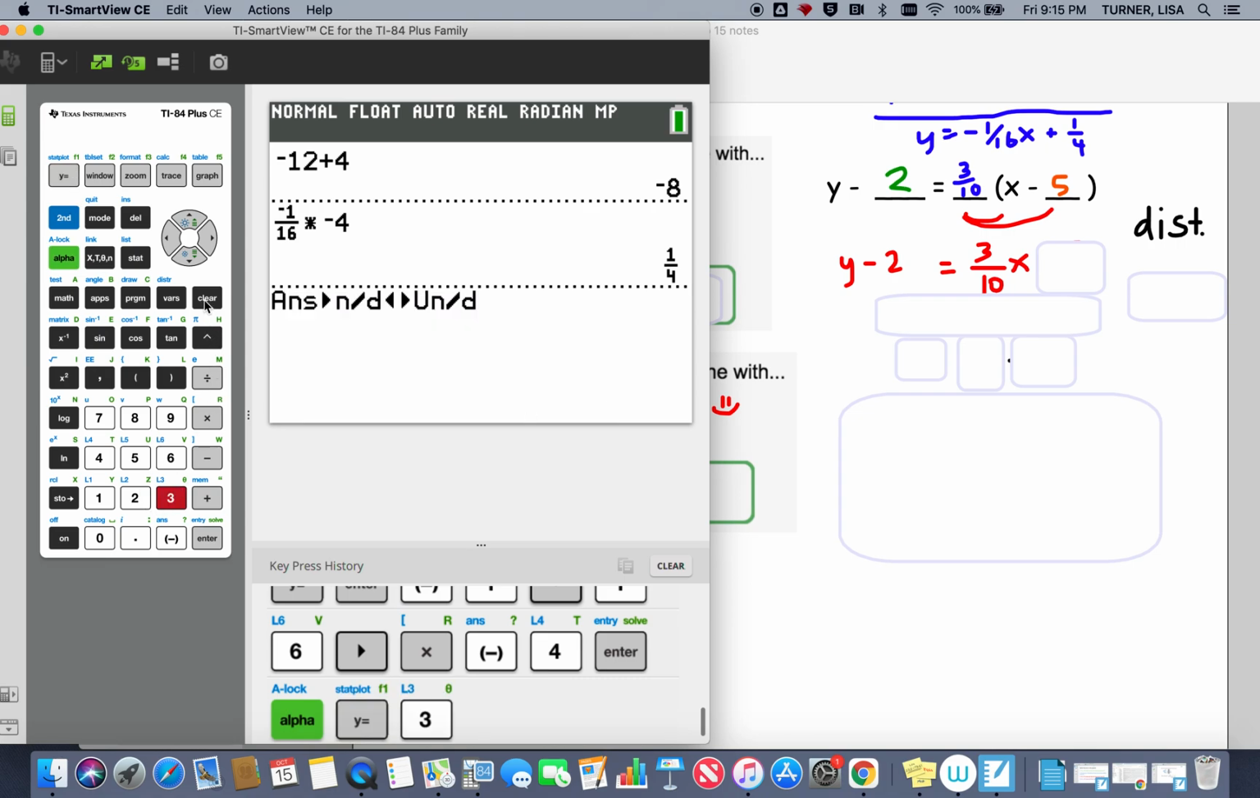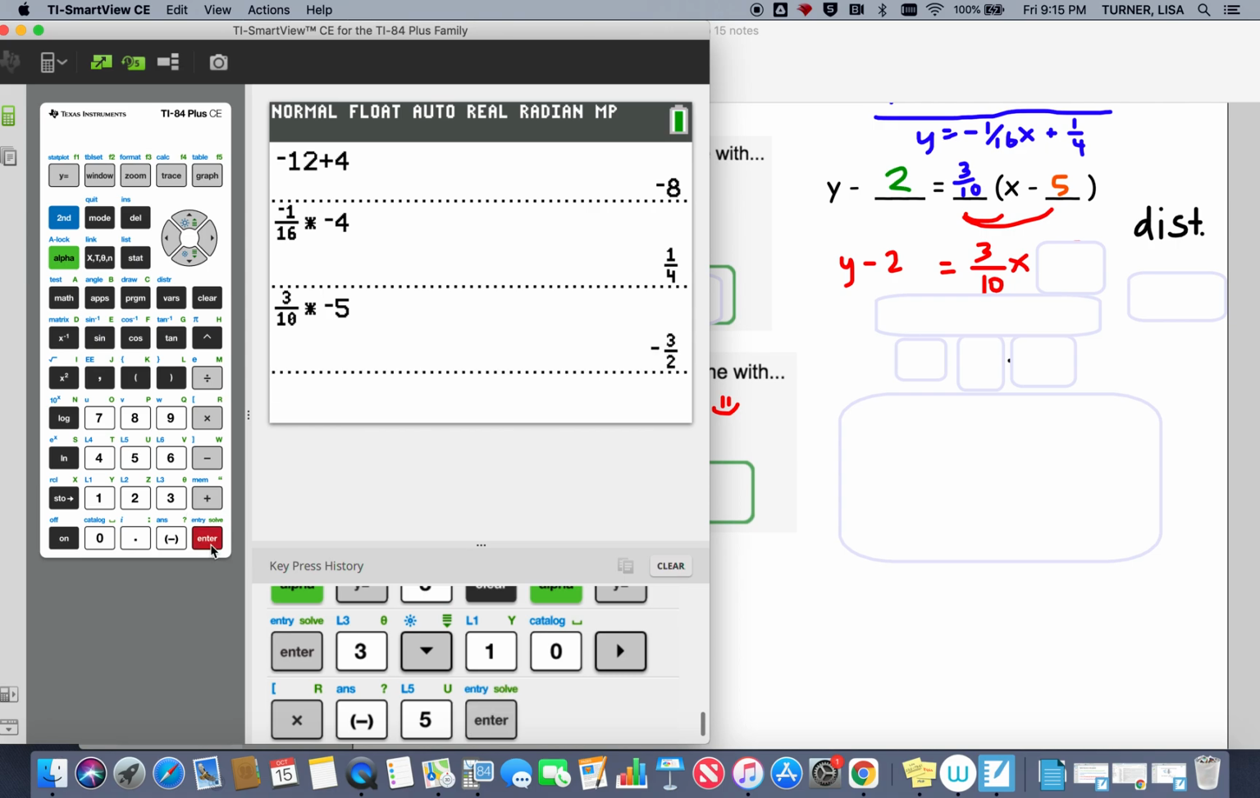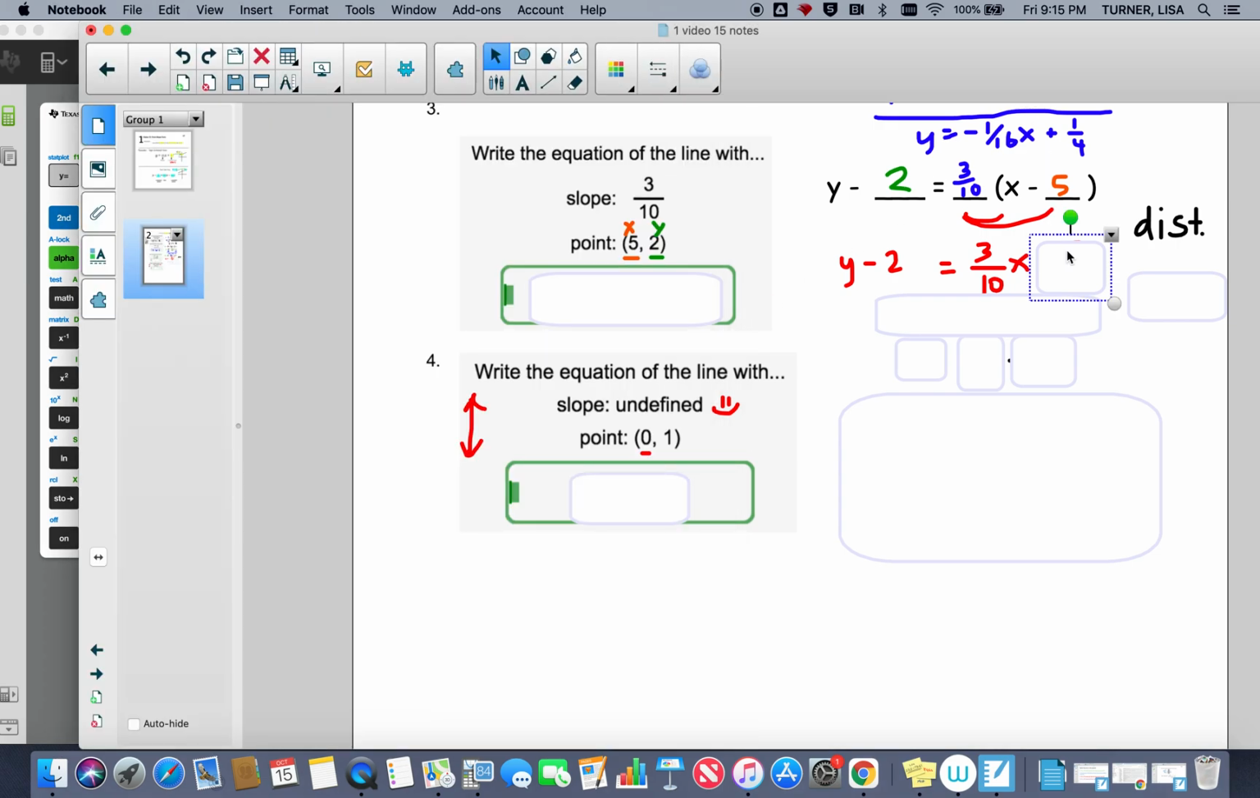I'm sorry, let's clear that out. Alpha y equals the number 1. I hit the number 3 accidentally. And so I'm doing 3 over 10. This is really helpful to do on my calculator times, and then negative 5, because it's the minus in 5, so that's negative 3/10 times negative 5, which is negative 3/2. And so I'm going to have a negative 3/2 here.